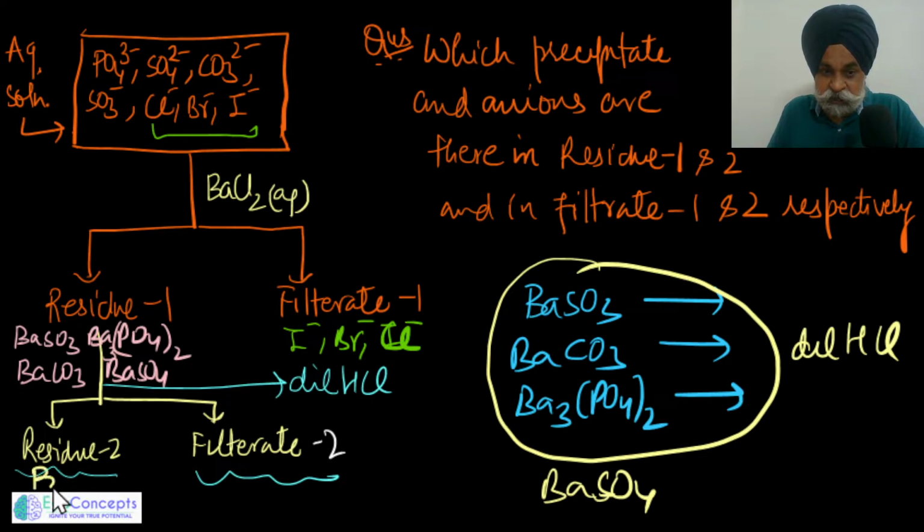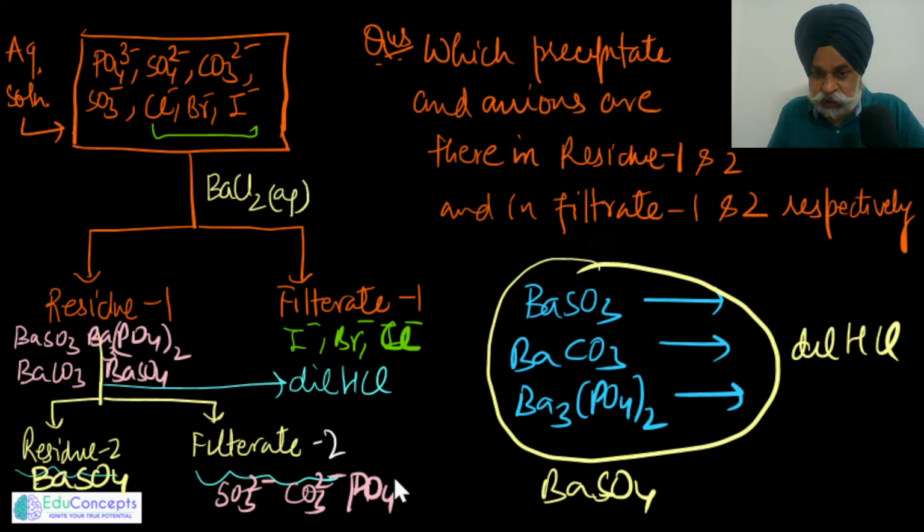So make it a point: barium sulfate you would get here, and in the filtrate you would find sulfite ions, but primarily it gets converted into SO2, carbonate ion, and HPO4 2-. These are the anions which may be present in this particular filtrate. So ultimately what you are left with in residue number 2 is the barium sulfate. Make it a point, let me say it once again.